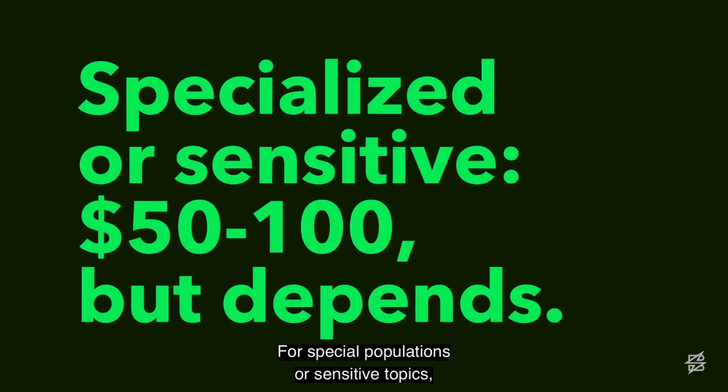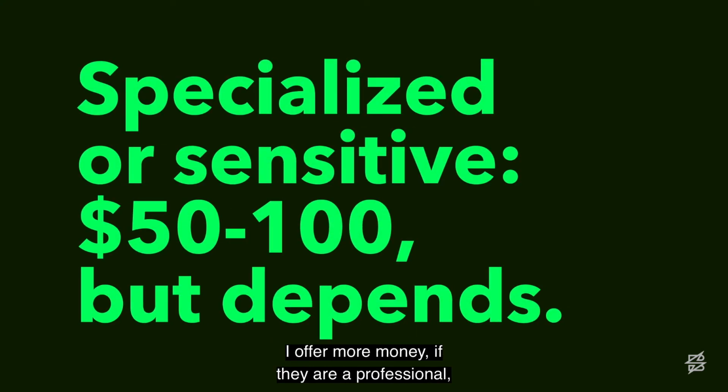For special populations or sensitive topics, I offer more money. If they are a professional, think about how their time would normally be compensated. Remember, Auth0 knew I was a project manager and gave me $100 for an hour, right? Not bad. And if it's sensitive, you want it to be an amount of money that outweighs the embarrassment. So this is definitely going to be $50 to $100, whatever. And depending on who your user is, of course, these are just guidelines that I use. You could end up paying a lot more or a lot less.